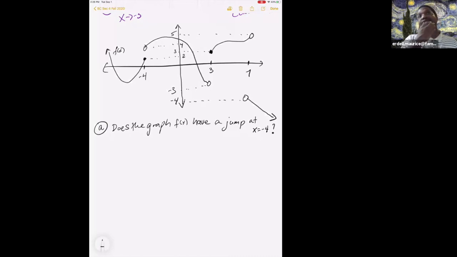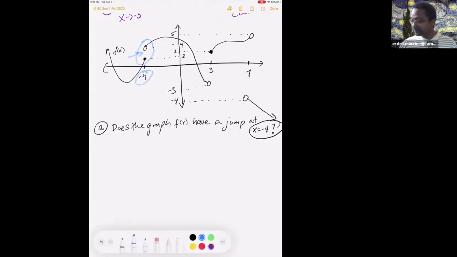Okay, a jump is when the graph has a break in it. And so I go to x equals -4. When I go to x equals -4, that takes me to this point right here. And so I look at the graph right here. Does the graph have a jump right here at that point at -4? And the answer is yes, it does. And so the answer to the first question is yes. The graph does have a jump at -4.